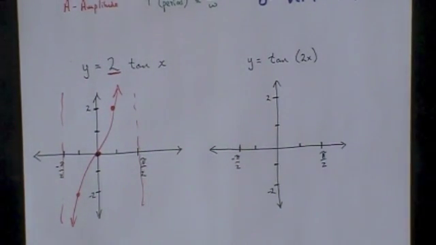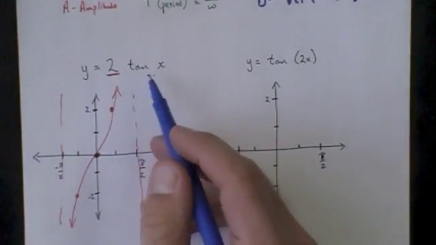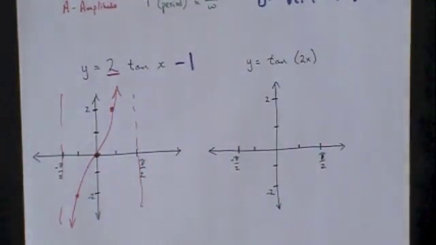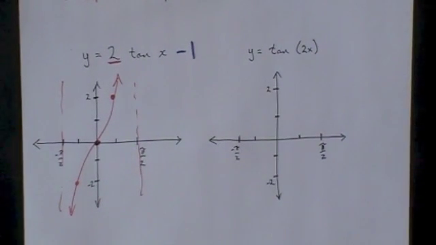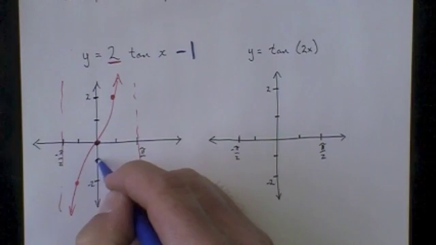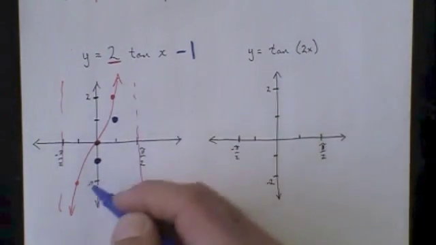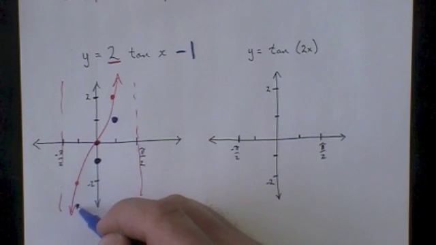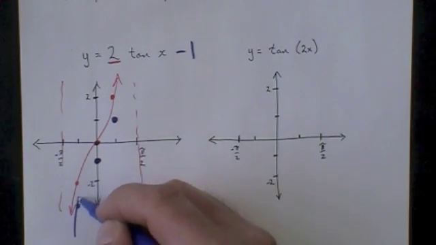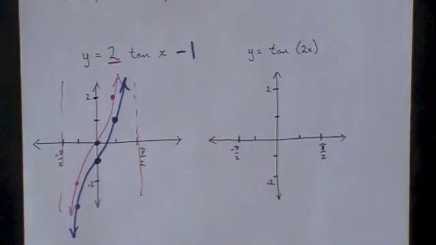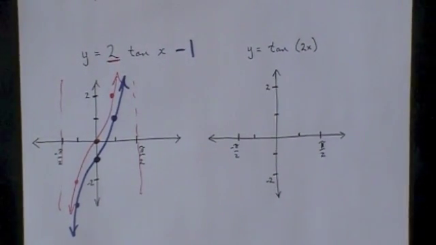Now let's say that we take this value, 2 times the tangent of x, and we add a vertical shift. Let's say we have -1. What we're going to do then is subtract 1 from each of those critical points. So now I'd have a point here, this point drops down 1 to here, this point drops down 1. So we have that same graph now with those critical points down 1.